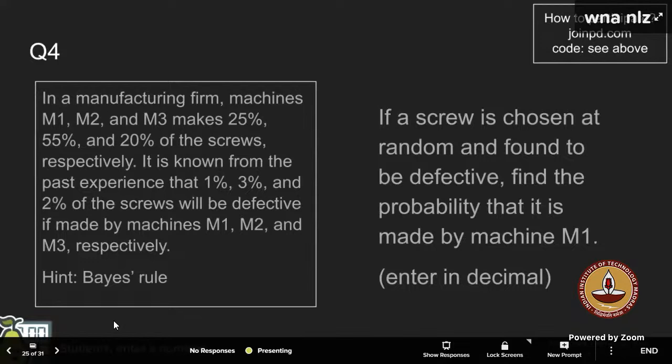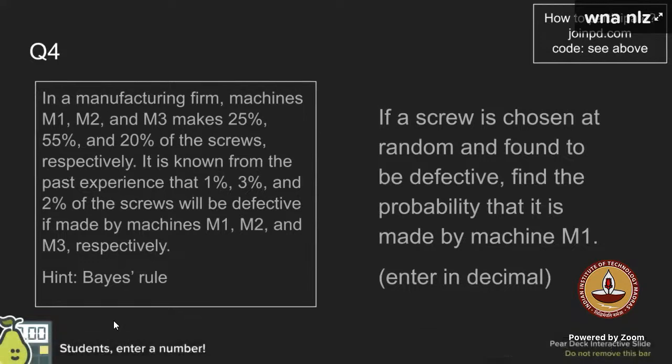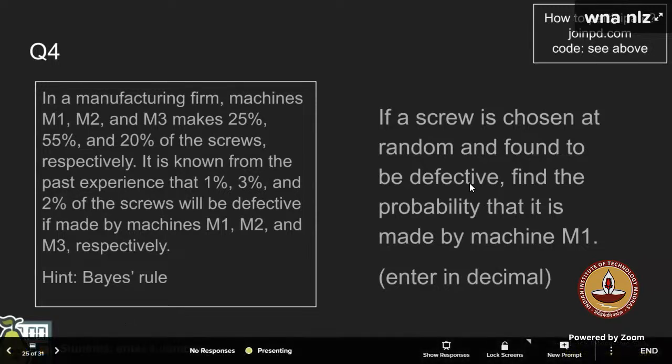Now, this is the question that I was talking about. In the last question, we were given that what is the probability that the screw is defective, right? It was up to this one only. Right here, can you see my cursor? Yes, sir. It was only up to this point. If a screw is chosen at random and found out to be defective, find the probability of the screw being defective.